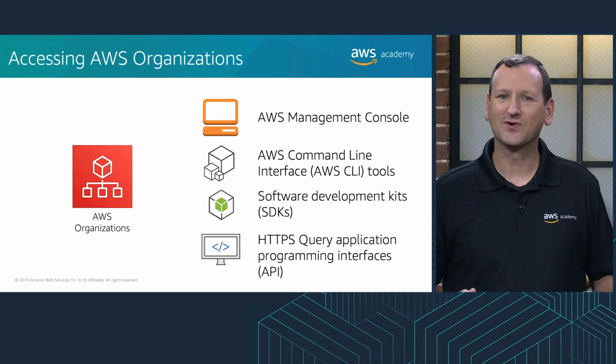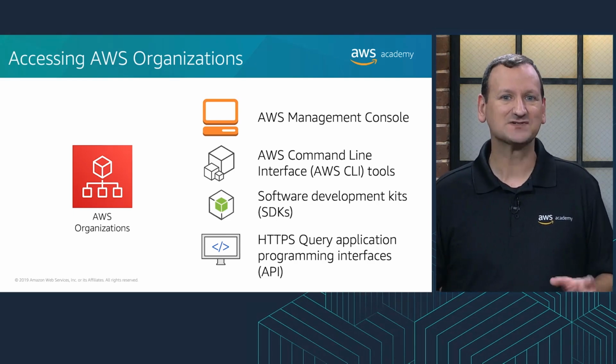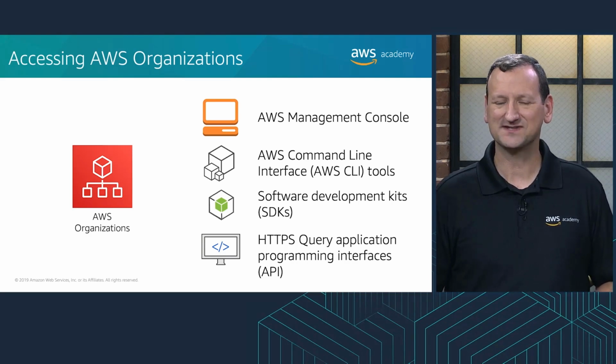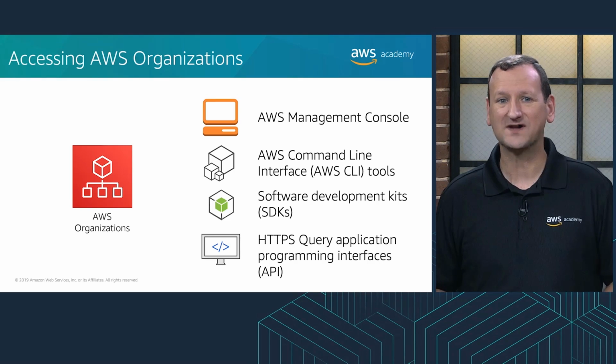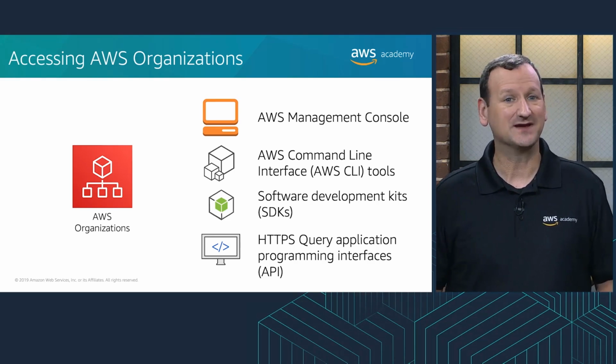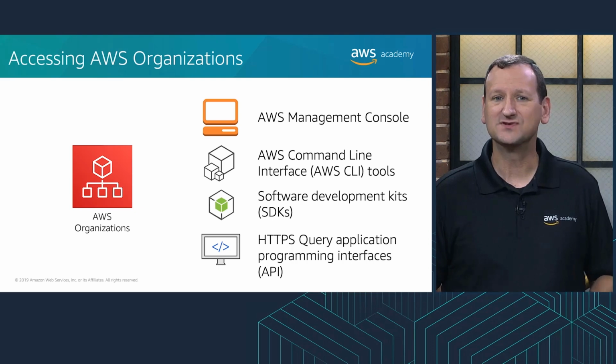The AWS Organizations HTTPS Query API gives you programmatic access to AWS Organizations. You can use the API to issue HTTPS requests directly to the service. When you use the HTTPS API, you must include code to digitally sign requests by using your credentials.